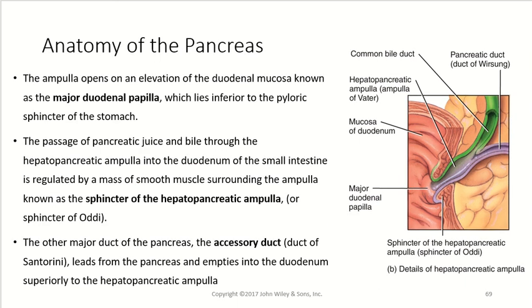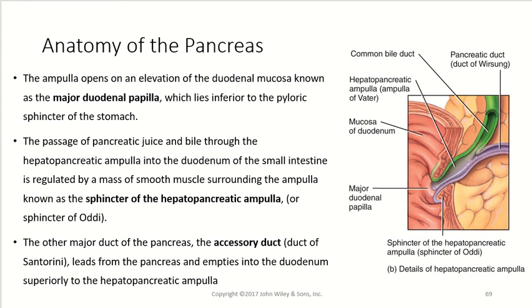The ampulla of Vater is going to open on an elevation of the duodenal mucosa. This is called the major duodenal papilla, and this is going to lie inferior to the pyloric sphincter that's found in the stomach.